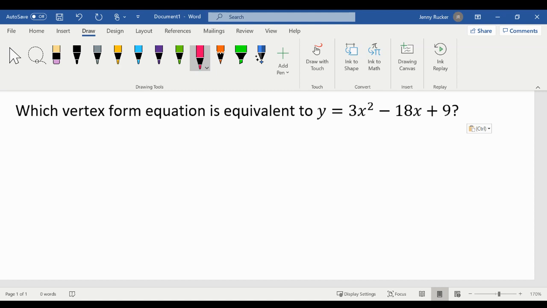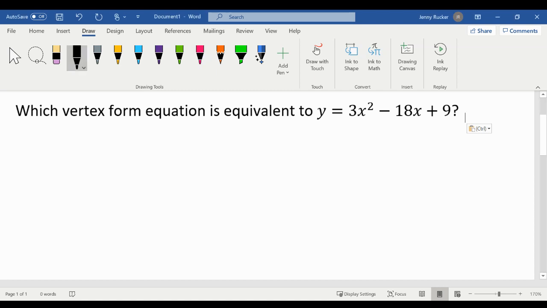Also, when you're looking at your choices, you know that your a value must stay the same. So our a value must be 3. When you graph the standard form of this equation, you can identify the vertex of that parabola and then use that to help inform your decision on which equation it is in vertex form. But I want to show you how to do this one by hand as far as completing the square.